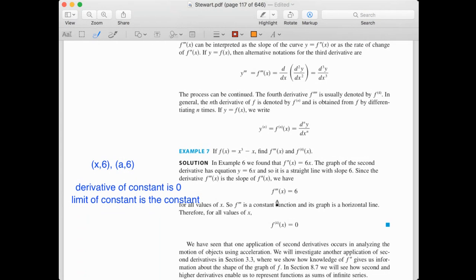Because what's the rate of change? Imagine the function is a straight line, a horizontal line. What's the rate of change of the y value in terms of x? It doesn't change because it's a constant. That's why the rate of change is 0. But when we take a limit of a constant, limit of 1, it doesn't matter what x approaches, because it's independent of x. So it's the constant itself. So make sure you differentiate those two concepts.